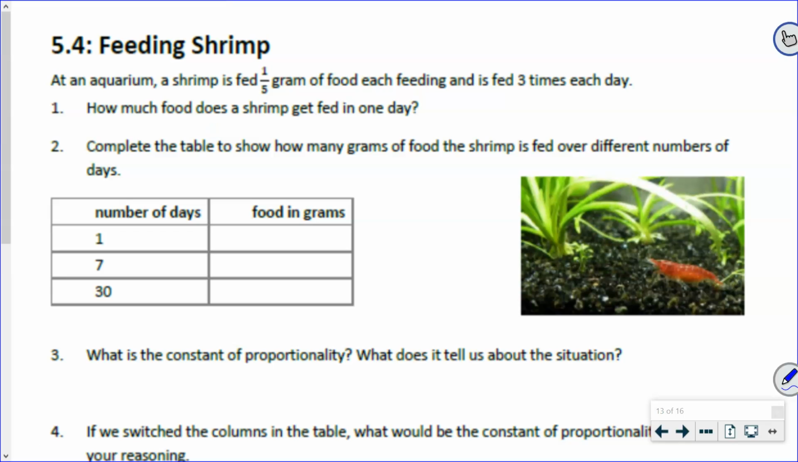Jada. Say that again. It is not 1/5. Help her out, Gavin D. 3/5. 1/5 of a gram at each feeding, but that happens 3 times in a day. So 1/5 and another 1/5 at lunchtime and another 1/5 at dinner time is going to be 3/5 of a gram of food in one day.